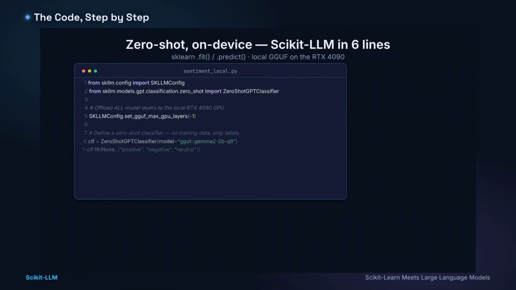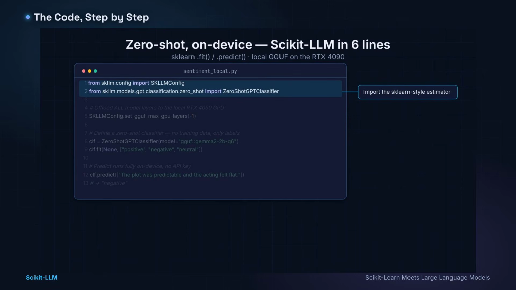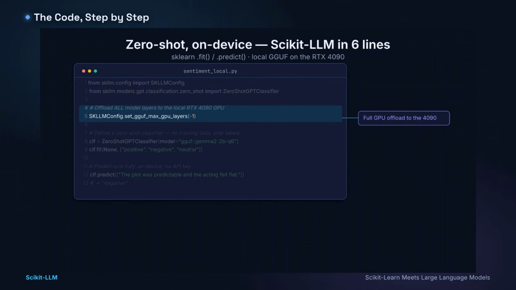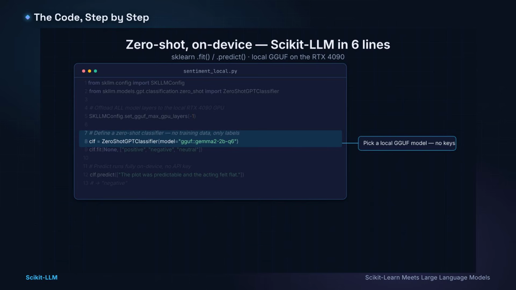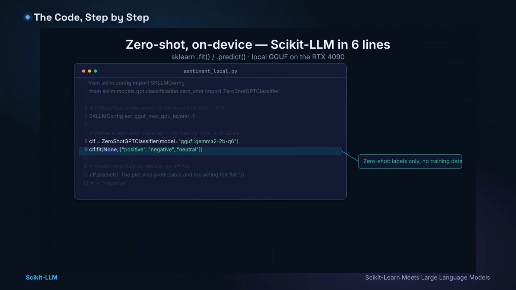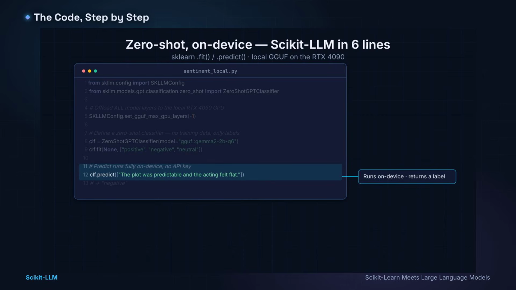Let's walk through that code one step at a time. The imports pull in the Scikit-Learn style estimator. Setting GPU layers to -1 means full offload to the 4090. The constructor chooses a local model with no keys required. Fit takes only the labels, making it truly zero-shot. And predict runs on device and hands back a label.